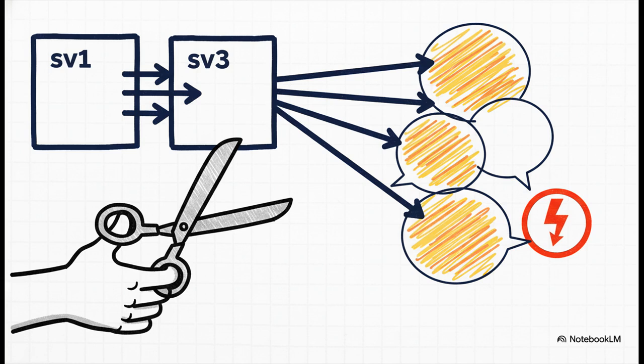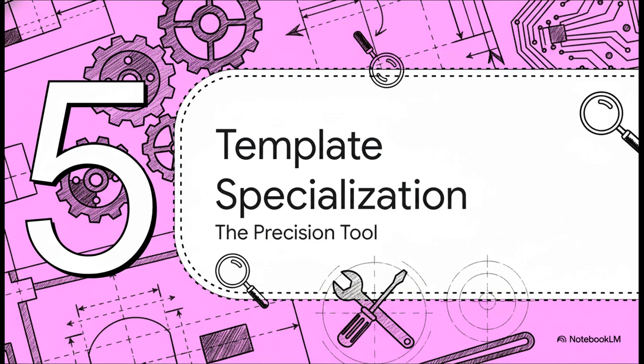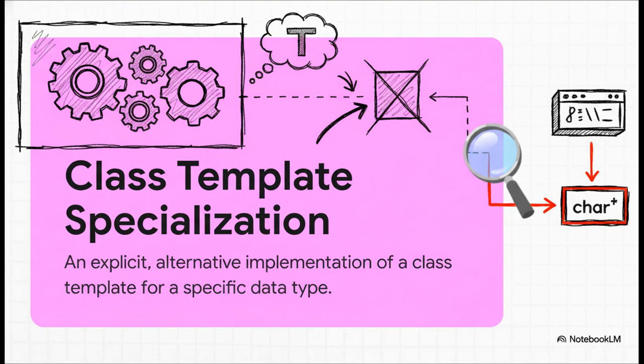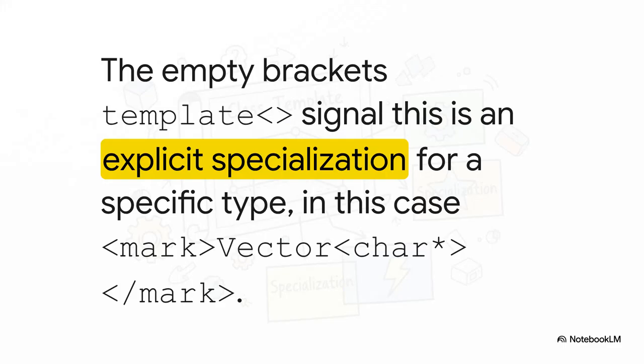If you delete one vector, the other one is left holding pointers to garbage memory, and your program is going to crash. But don't worry, C++ gives us this super precise tool to fix exactly this kind of problem, and we don't have to mess with our original generic blueprint at all. It's called template specialization. Specialization is basically you telling the compiler, hey, listen up. That generic blueprint, it's great. Use it for almost everything. But if you ever see char star, I want you to completely ignore the blueprint and use this custom-built specialized version instead.